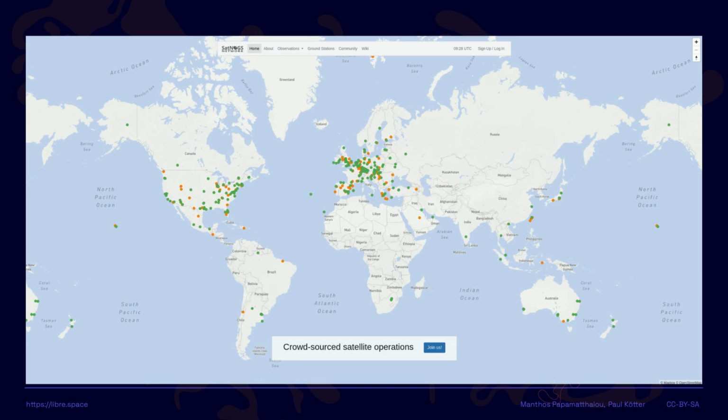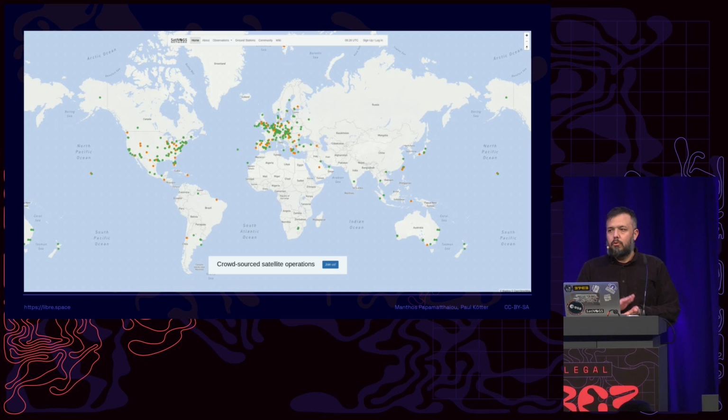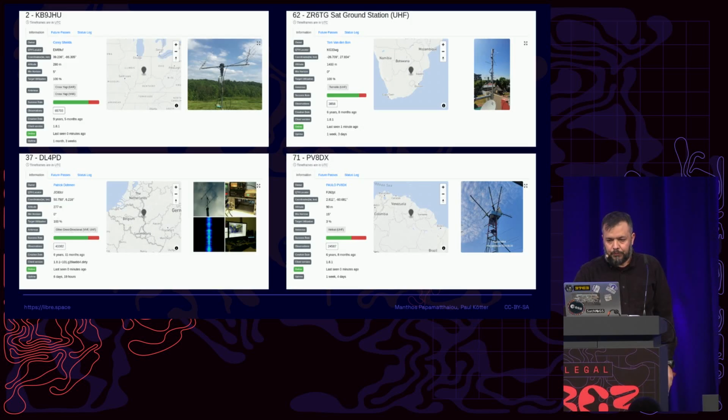SatNOGS is a network of satellite ground stations. As Paul said, if you have a satellite in orbit, you need a ground station in order to communicate, download data, and also send commands to the satellite. So we have built an open source and crowdsourced network. At this point, it has more than 400 stations around the world. Most of them are from hobbyist individuals, universities or companies, some owned by us.